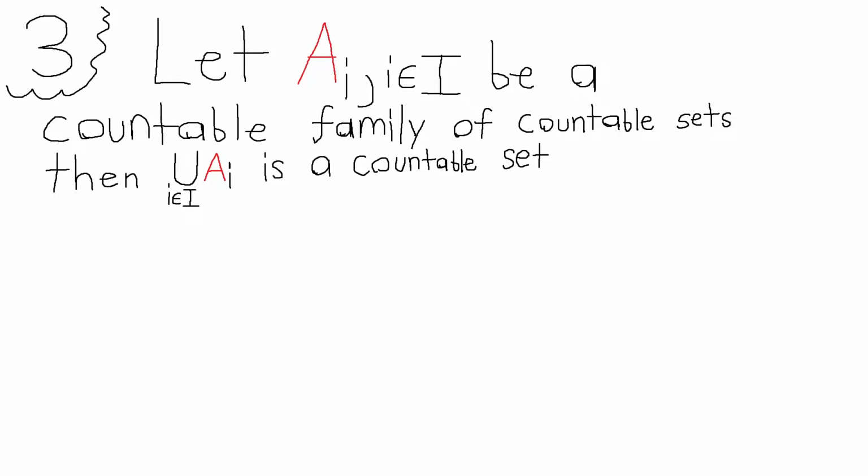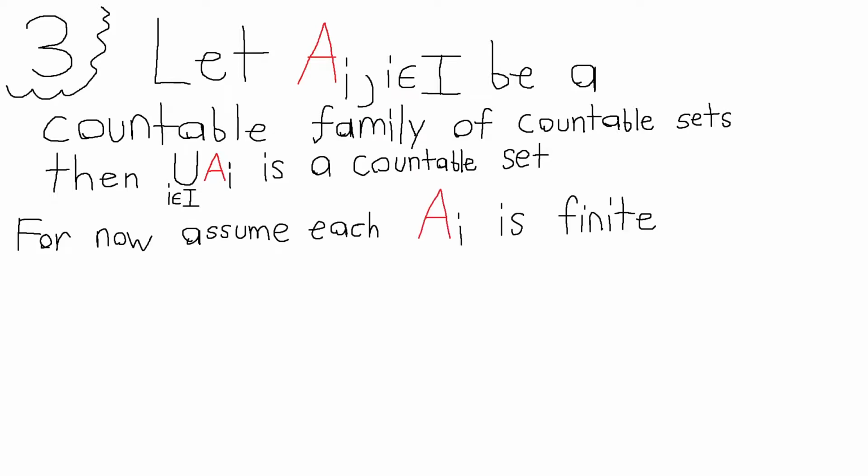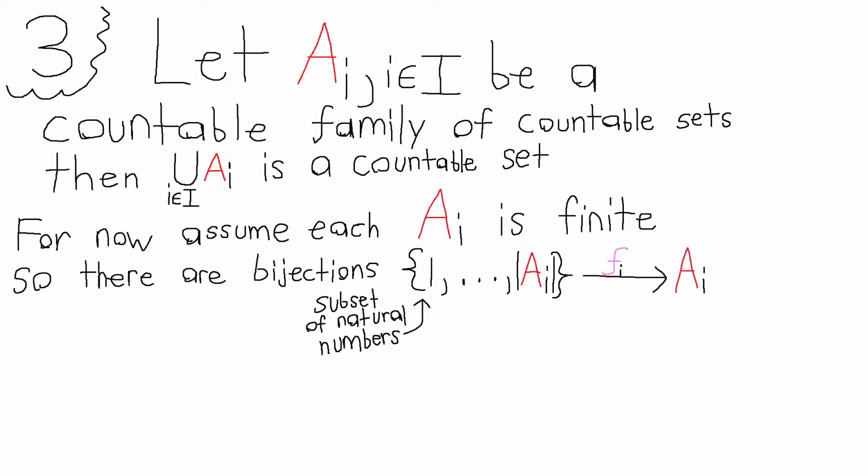Consider a countable family of countable sets. Then the union of all those sets is itself a countable set. Also, when we say that a family of sets is countable, we mean that we can index that family according to a countable set, which in this case is I. For now, let's consider the case where every single one of the sets A_i is finite. In this case, there are bijections from subsets of the natural numbers to each A_i.